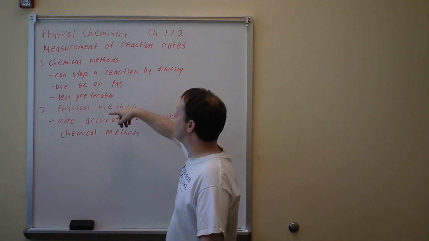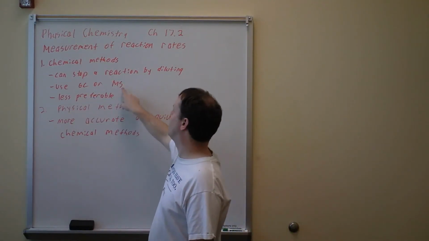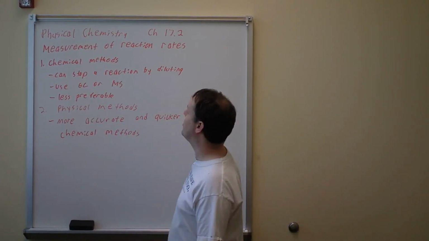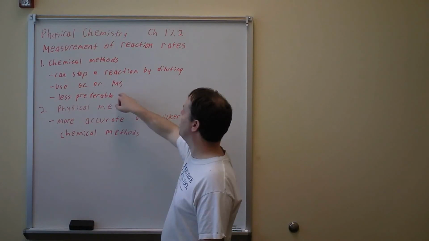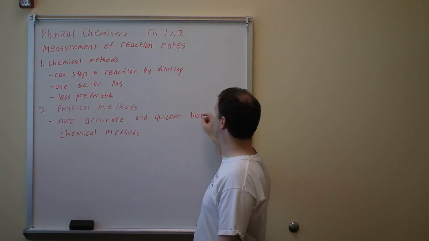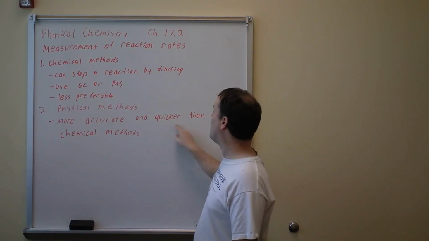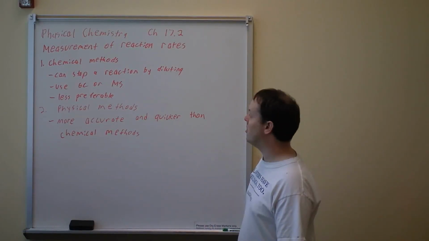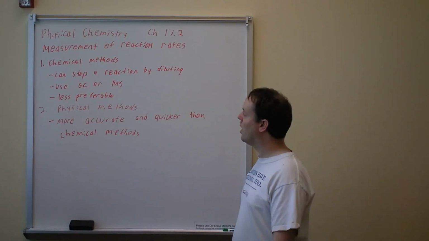And then once you stop the reaction, you can analyze it using gas chromatography or mass spectroscopy or whatever to see, hopefully you can recognize your intermediates and see what's going on. This is a less preferable way. The other way is what we call physical methods, using instruments and so on. This is more accurate and is quicker than chemical methods. Like I said, spectroscopy I mentioned before, and so on.